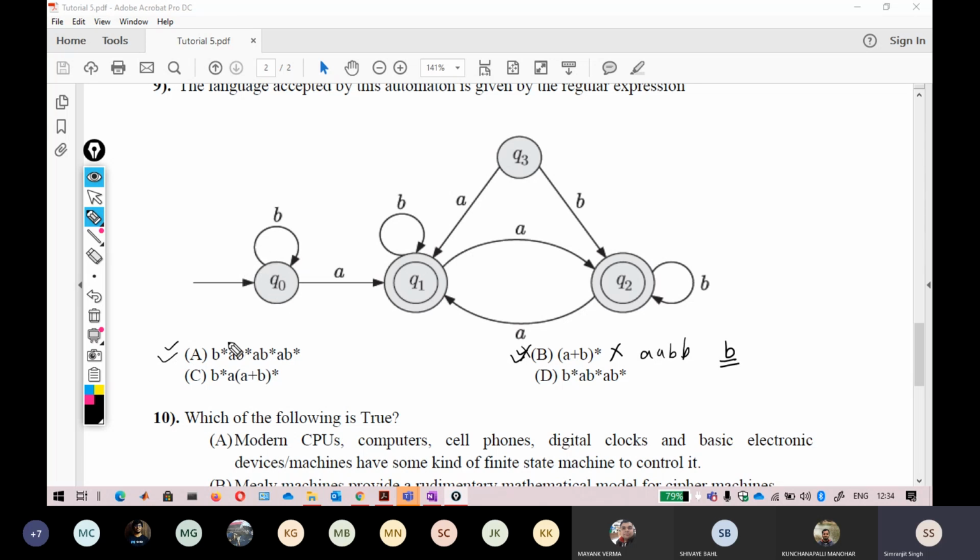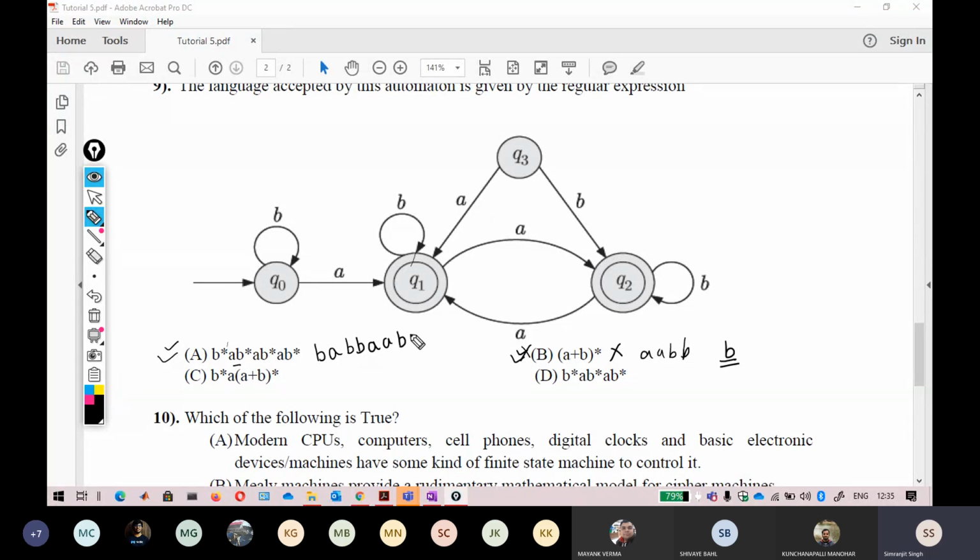So B star followed by A B star, then A followed by a B star, and then A followed by a B star. That is exactly how we will interpret the regular expression here. If I just take a string and try to give it: B A B B A B.